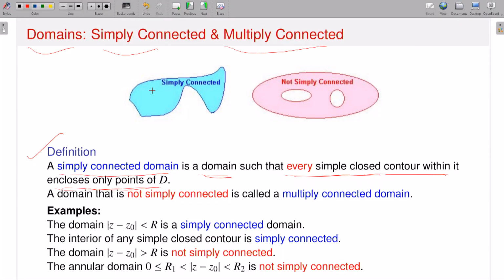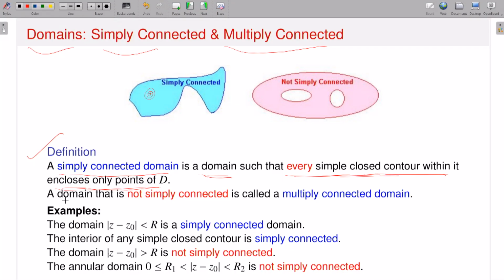So for example, if I take any simple closed contour here, I can squeeze it to a point without leaving my domain. It is the same thing as saying a simple closed contour within it encloses only points of D. That means it should not happen that you can squeeze it to a point, but while squeezing, sometimes you go out of the domain. It should not be the case. That is called a simply connected domain. A domain which is not simply connected is called a multiply connected domain.